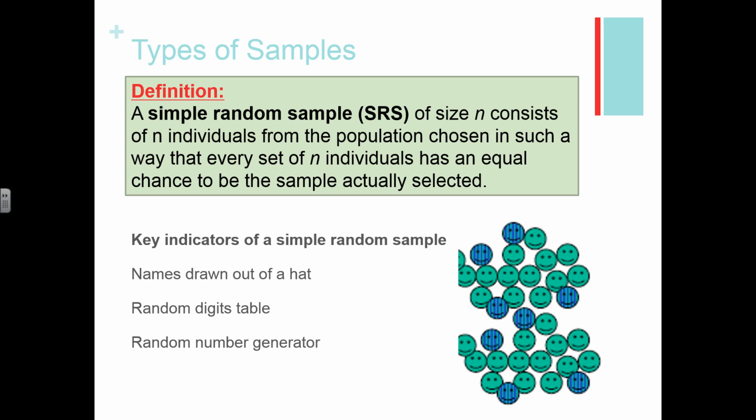Another way is to use a random digit table, and I'll show you guys what that looks like in class, but that's actually in the back of your textbook. You'll see it says random digits tables with all the rest of the other tables. And then the last way that's really, really easy to get a simple random sample is to use a random number generator, which is randInt on your calculator. And again, I'll show you guys how to use all that in class.